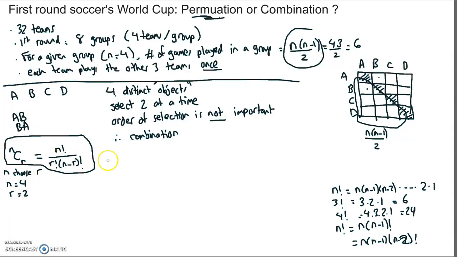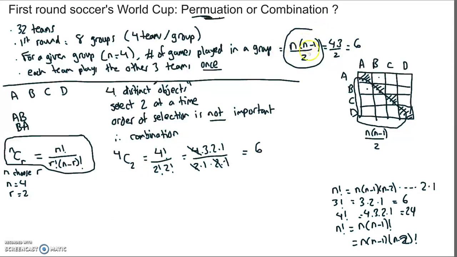So let's plug in the values. We have 4 choose 2, that equals factorial 4 divided by factorial r, which is 2, times factorial n minus r, so that's factorial 2. So this is equal to 4 times 3 times 2 times 1 divided by 2 times 1 times 2 times 1. So this 2 and this 2 cancel out with 4, and we're left with 6. So this is the same answer that we got before.